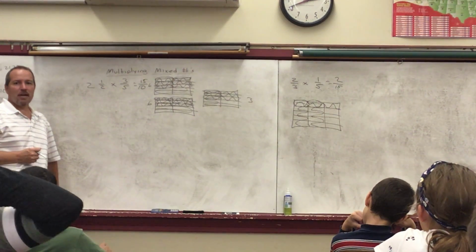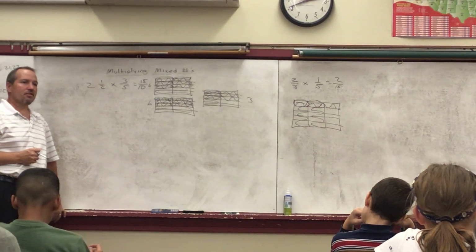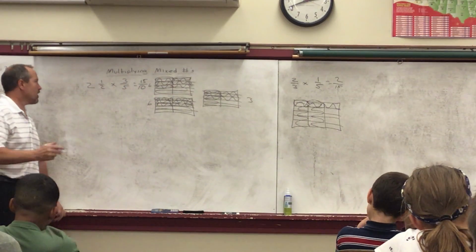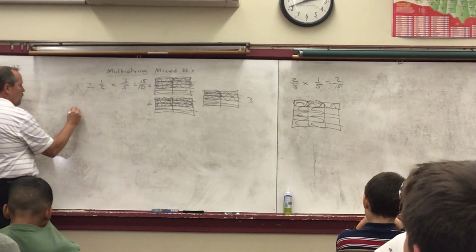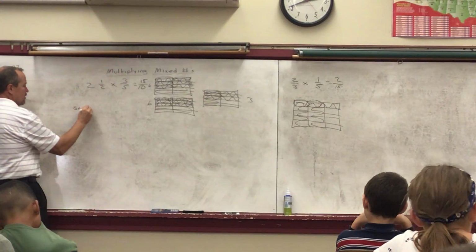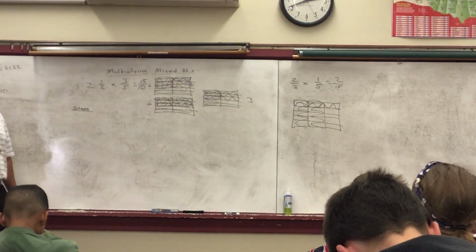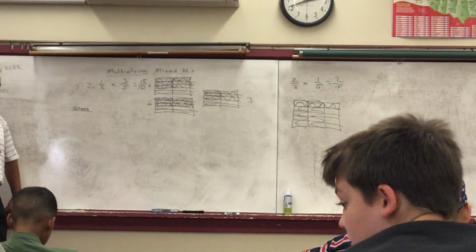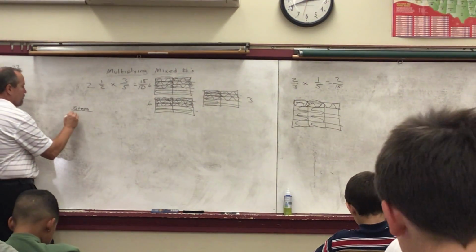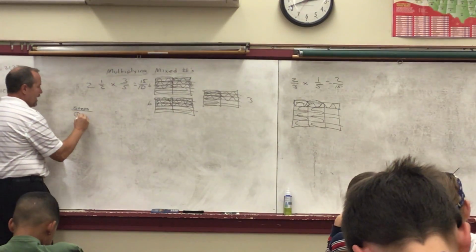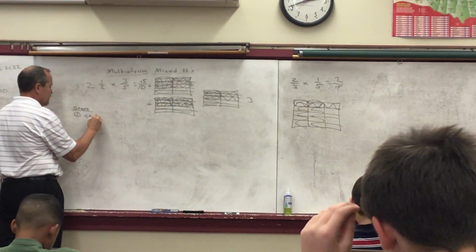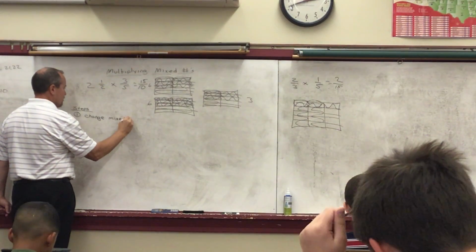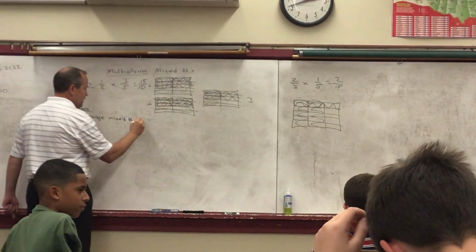Now, every time you multiply a mixed number times a fraction, do you really think you're going to want to draw a picture? Obviously not. Okay? So, when we multiply with mixed numbers, step 1, we're going to change the mixed number to an improper fraction.